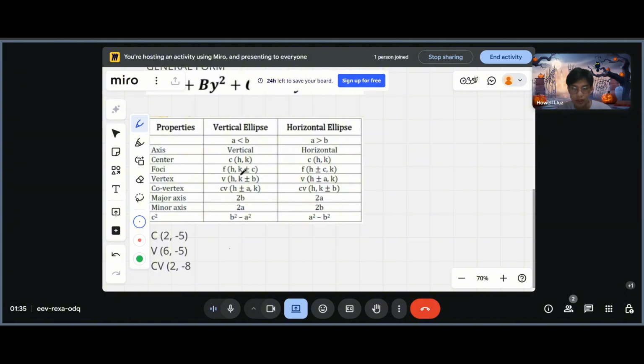For the co-vertex, we have (h plus or minus a, k), and for the horizontal, (h, k plus or minus b). For the major axis, for the horizontal, 2a. For the minor axis, we have 2b, and for the vertical, 2a.